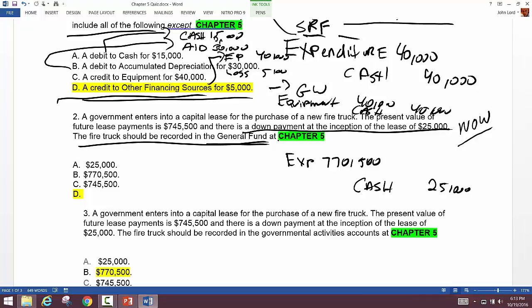Good. We're going to credit what? Other financing sources. Right? And this is going to be capital lease, but it's a long-term financing, isn't it? That says capital lease. And since it's long-term financing, we'll credit that for what? $745,000. $745,500, you say? Like that? Okay, does the journal entry balance?